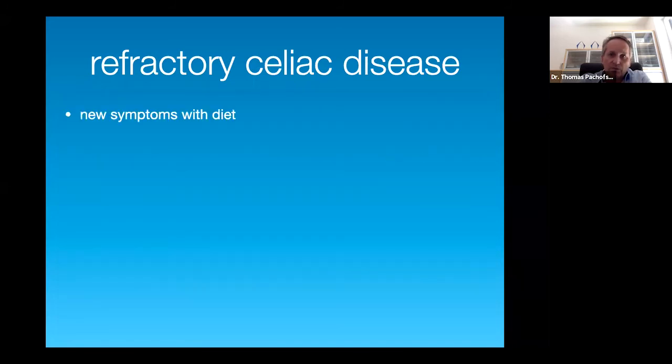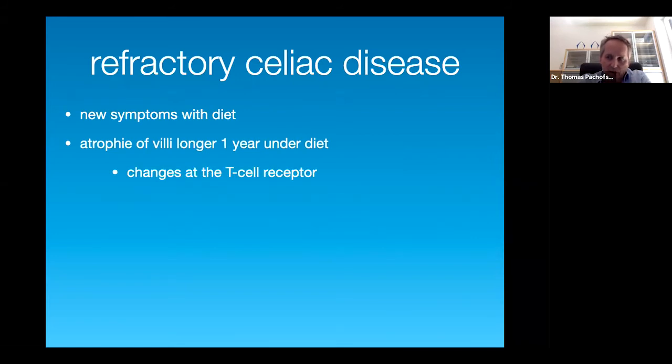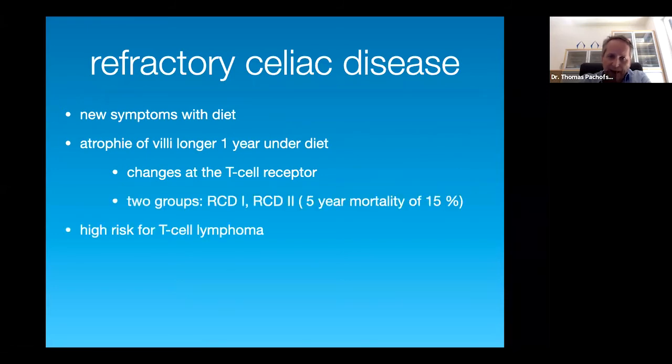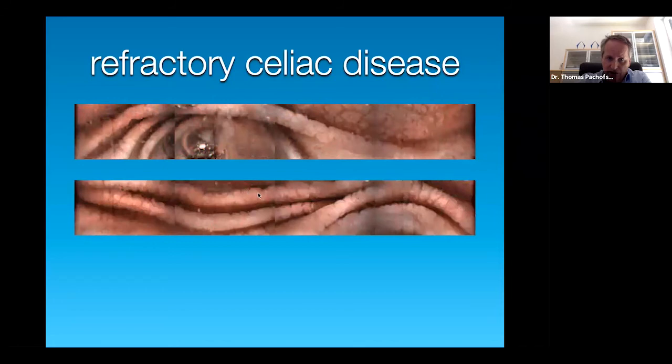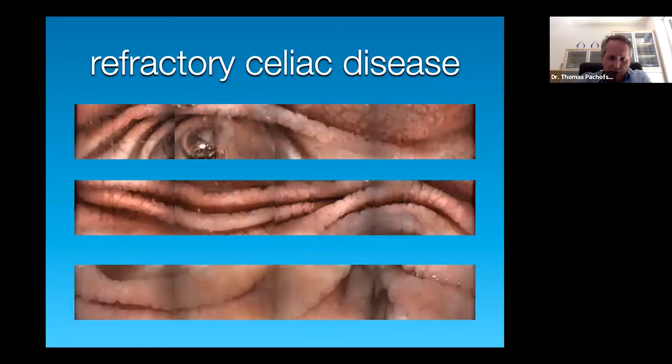So what's the problem with the refractory celiac disease? Those are patients with persisting symptoms despite diet, atrophy of villi longer than 1 year even if they have a good diet. And with this inflammation over the years, you get a change at the T-cell receptor, and we have a high risk for T-cell lymphoma. So that's the reason why we perform capsule endoscopy for celiac disease with symptoms. And I want to show you some pictures. These are quite easy, I think. You can see the scalloping folds. If you have seen one, you will recognize it the next time.